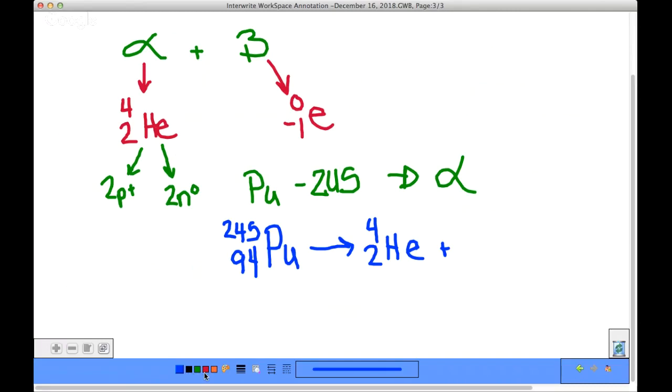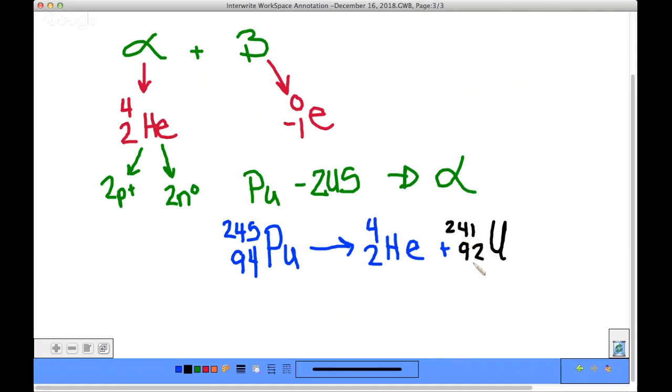So if I wanted to figure out what is being produced, I'm thinking 4 plus what is going to equal 245, or 245 minus 4, which is 241. So that's the mass number of my new element. And then we have 94 minus 2, which is 92. If you look at your periodic table, we need to identify what element this is, and you can identify that element by looking at this number right here. So what we see is that that is uranium. And so that is undergoing alpha decay.